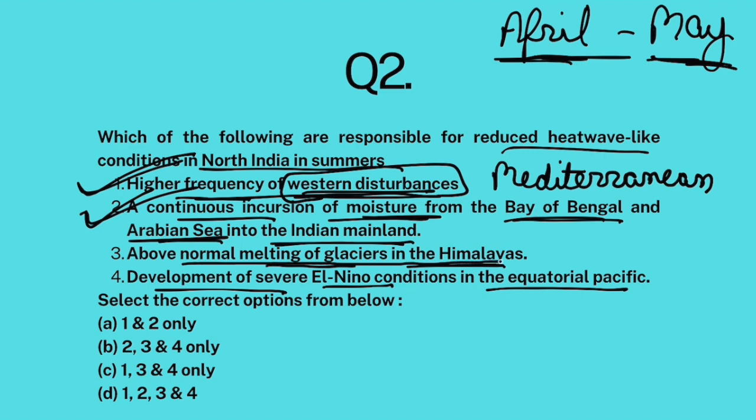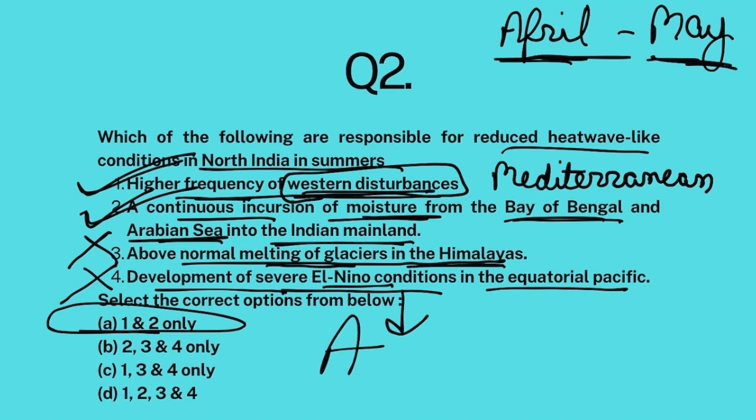Above normal melting of glaciers is not the cause. Plus, development of severe El Nino conditions, that is not true because El Nino conditions have subsided. They subsided last year. So this is also false. 1 and 2 only, the answer is A.